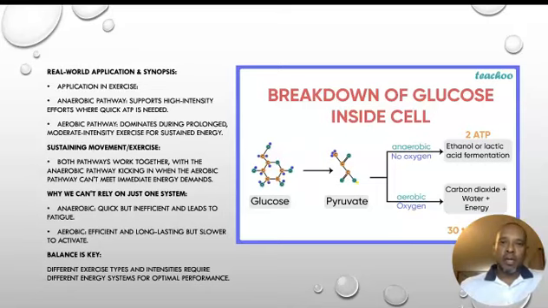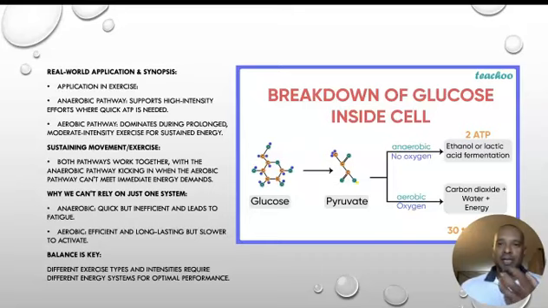So if you look at the real world and how these energy systems work, for high intensity activities like sprinting and lifting weights, the anaerobic pathway steps in. It gives you quick bursts of energy because it can produce ATP fast. However, for longer, moderate intensity exercises like running or cycling, the aerobic pathway takes over, providing a steady supply of energy for a longer time.